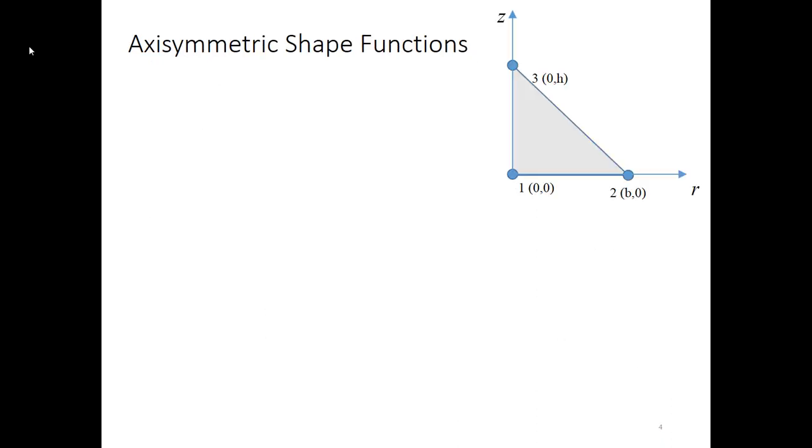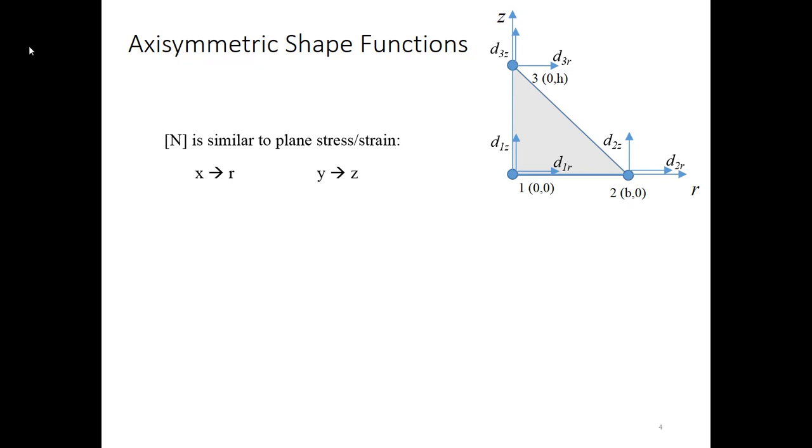So now that we've talked about the strains, let's look at this simple three-node triangular element and what the shape functions would look like for that. As it turns out, if we have the degrees of freedom corresponding to the z and the r direction, so we have a total of 6 degrees of freedom, this is going to allow us to generate the shape functions, but it's going to be exactly the same process as we used for the xy coordinate system triangle.